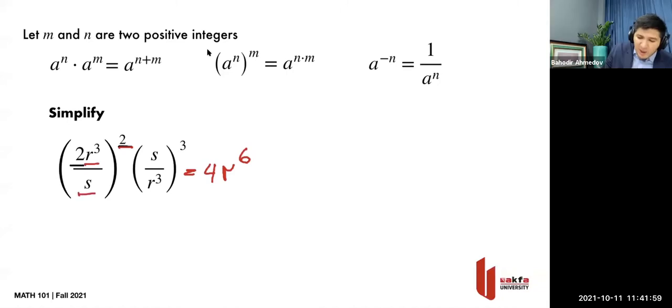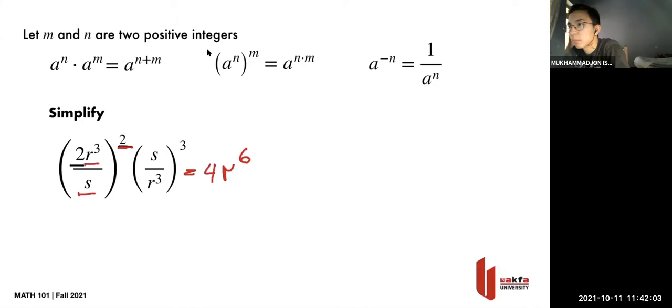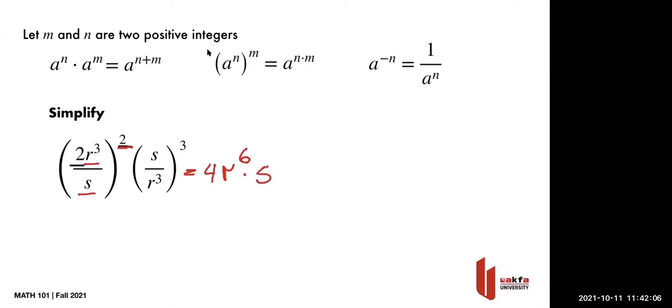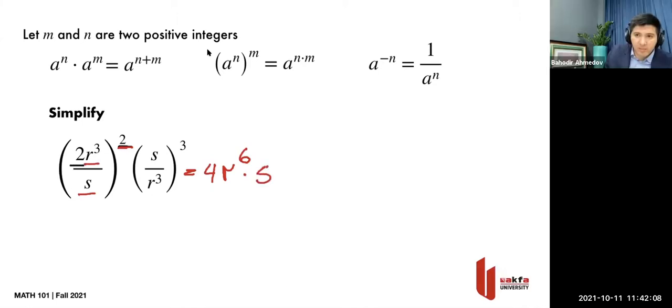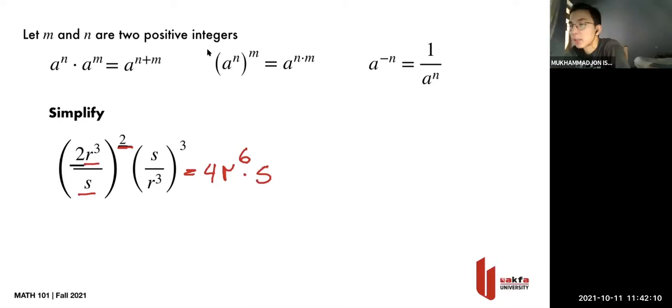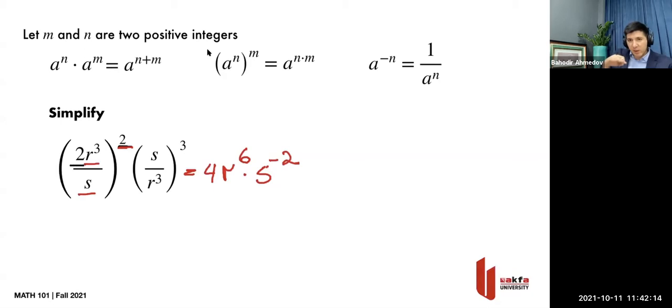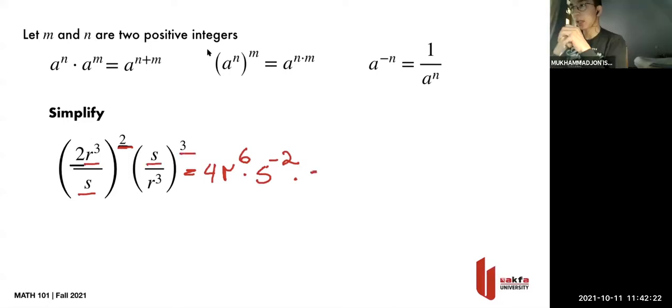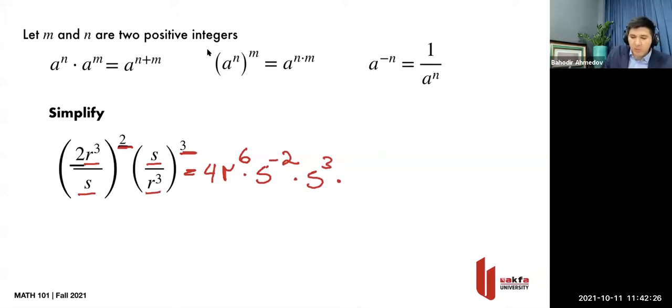What about S in the denominator, in the power of 2? If I write this in the numerator, it is S in the power of minus 2. Because S was at the bottom, I just put it on the top, so that is why it is S in the power of minus 2. Multiply by S cubed.